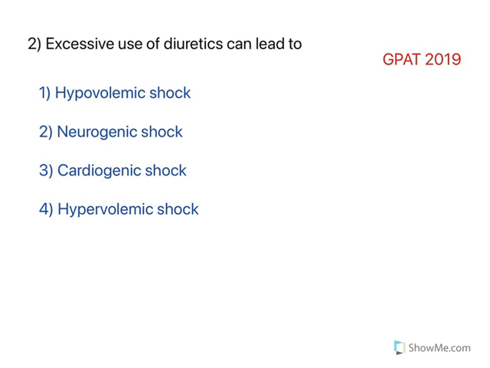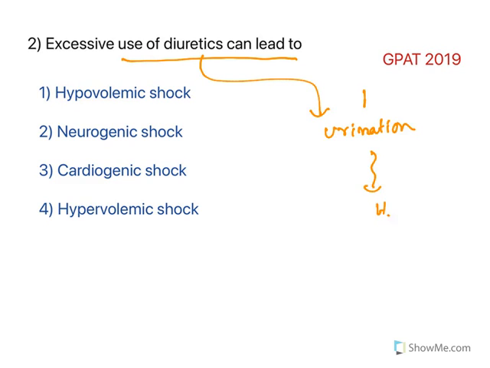Going to the next one. Excessive use of diuretics can lead to what? Now what is the function of a diuretic? Diuretics will cause excessive urination. If you are using excessive diuretics, what happens? Fluid loss will be there. When fluid loss is there, what happens to fluid volume? It goes to a condition called hypovolemia.